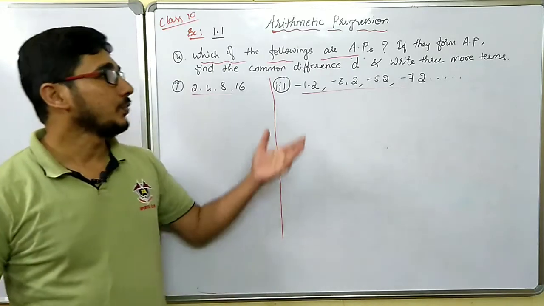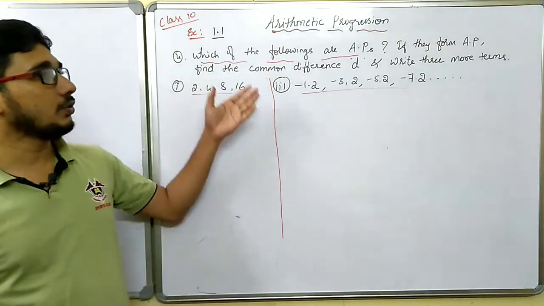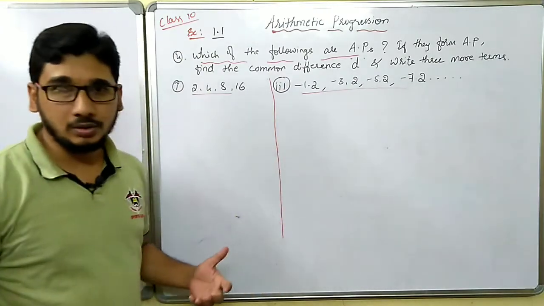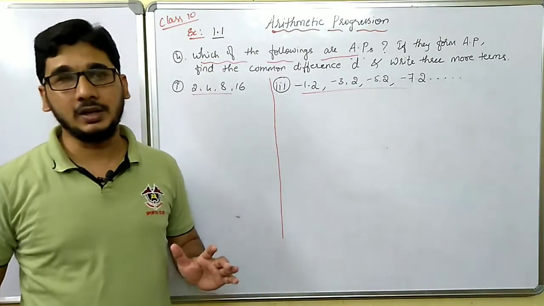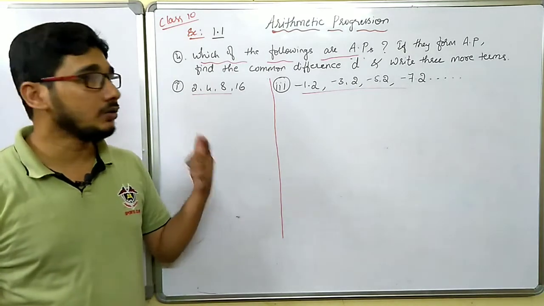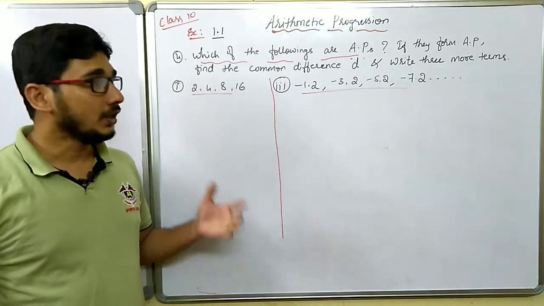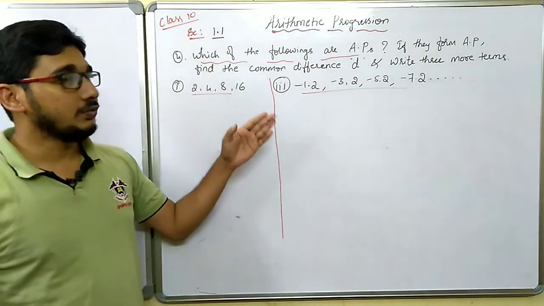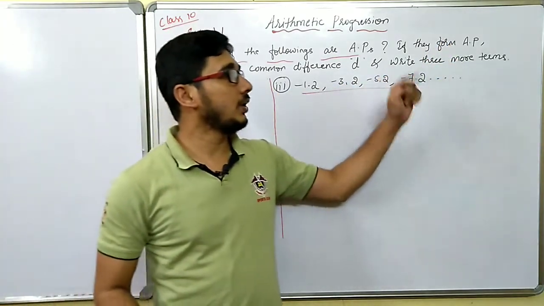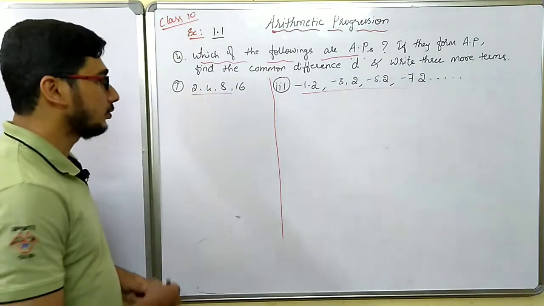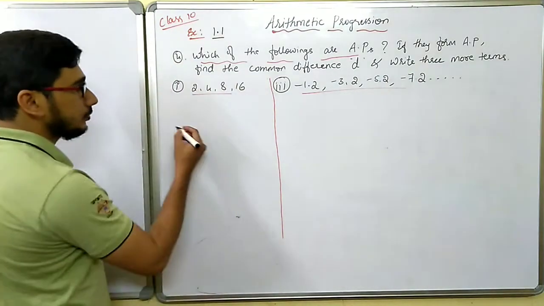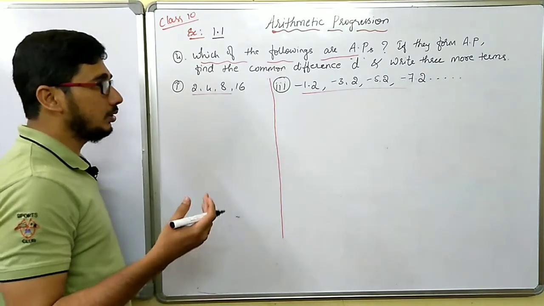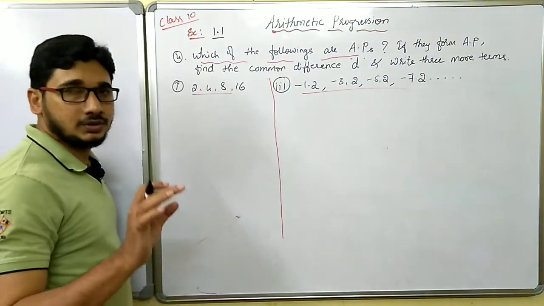I'll do it. So what they are telling: which of the following are AP? We have to find out whether these are AP or not. In the third main, they had definitely given AP, but in this main we have to find out AP or not. If they form an AP, find the common difference and write 3 more terms. So to find whether it is in AP or not, we have to check whether the common difference is the same or not.